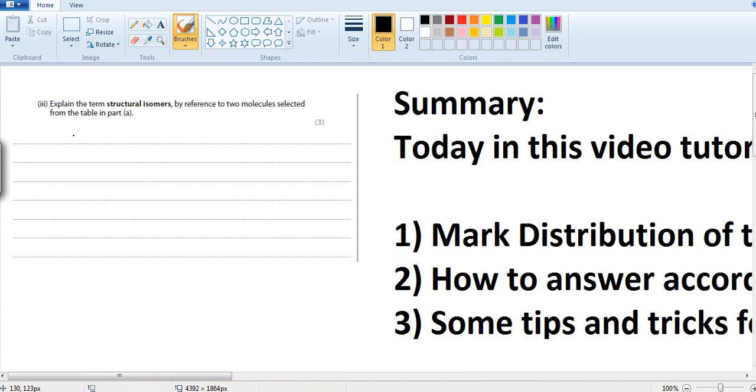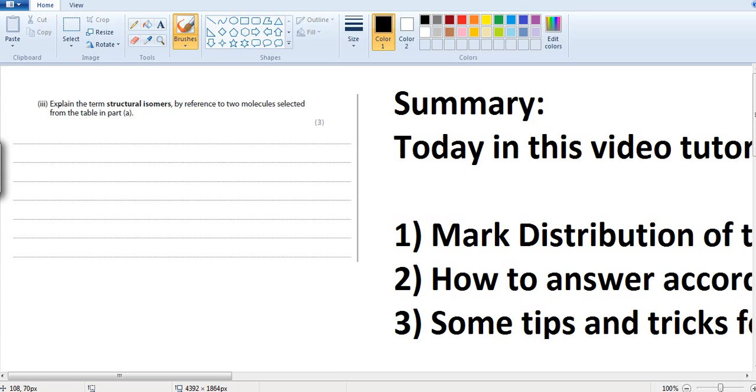In the previous question that we solved, it says: explain the term structural isomers by reference to two molecules selected from the table in part A. The mark for this question is 3 marks. Since it is an explanation question, you will have noticed that explanation type questions sometimes have many marks. So let's see how we are going to solve it.